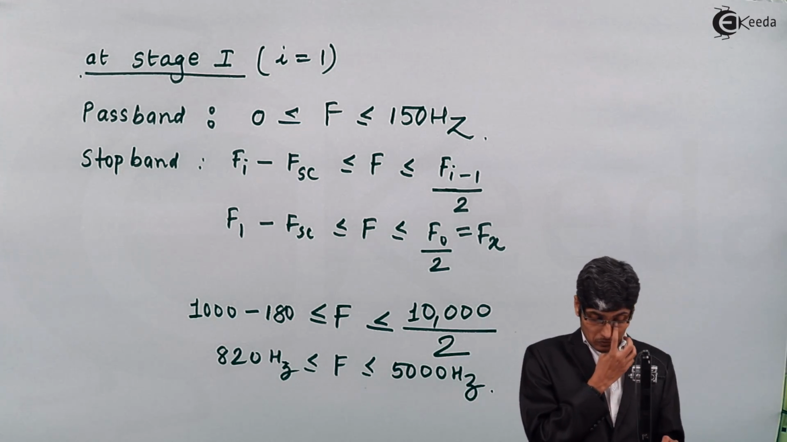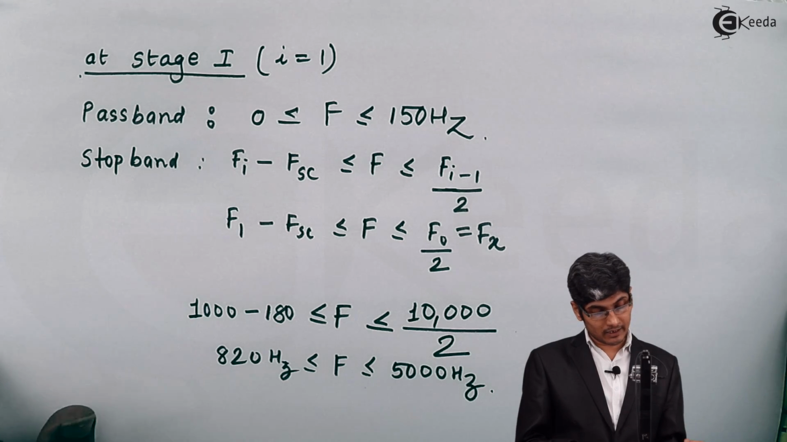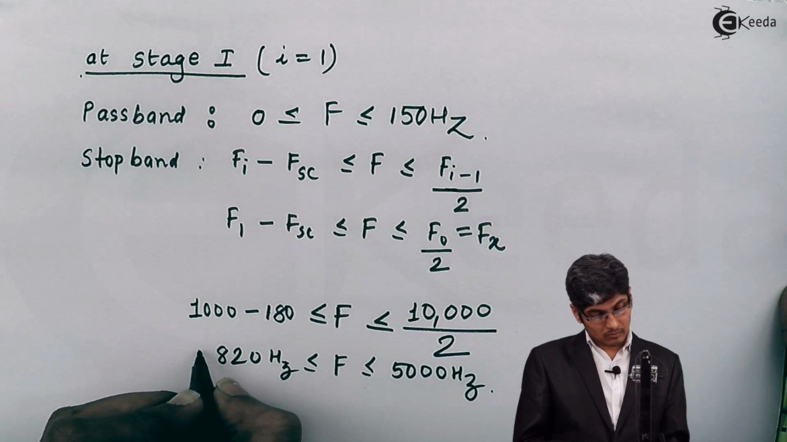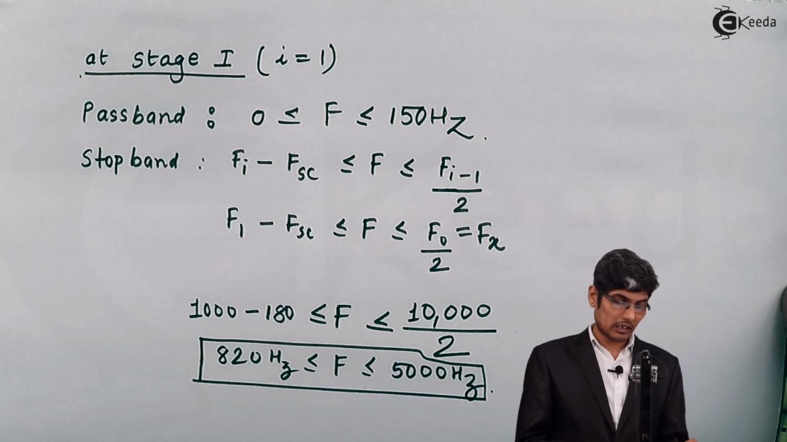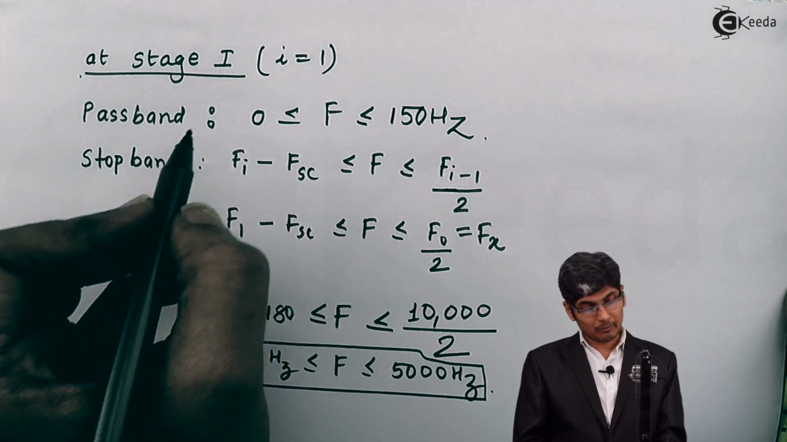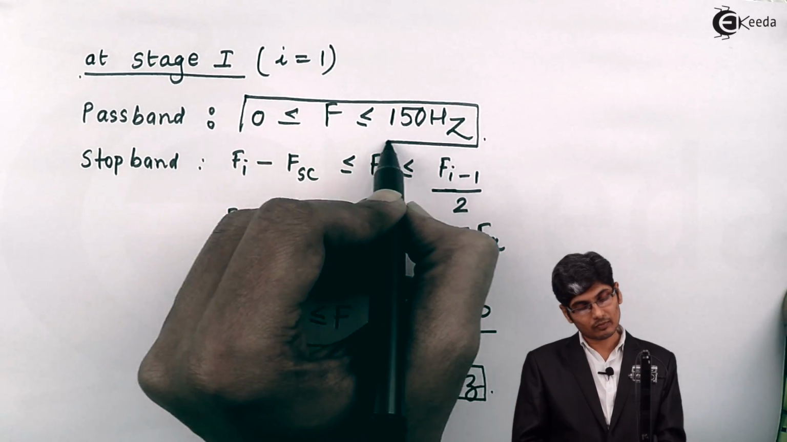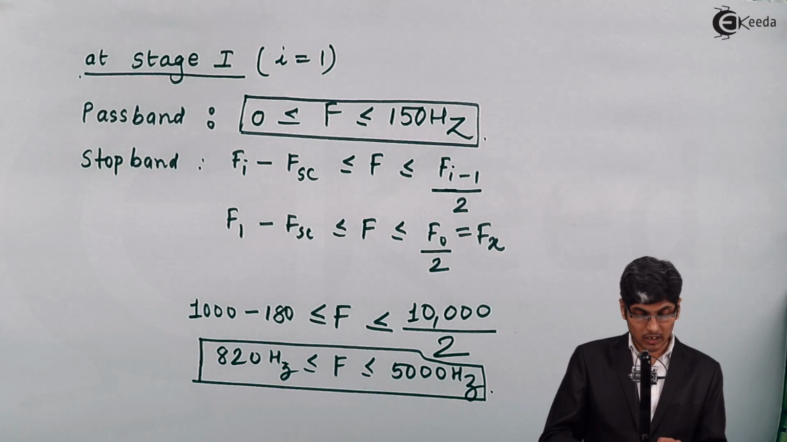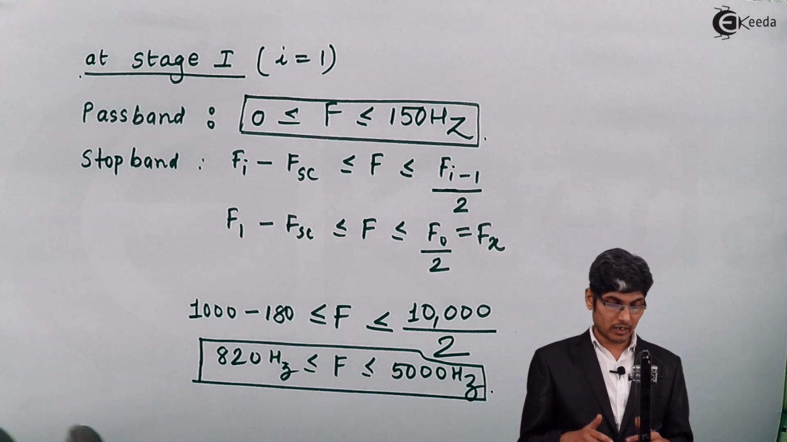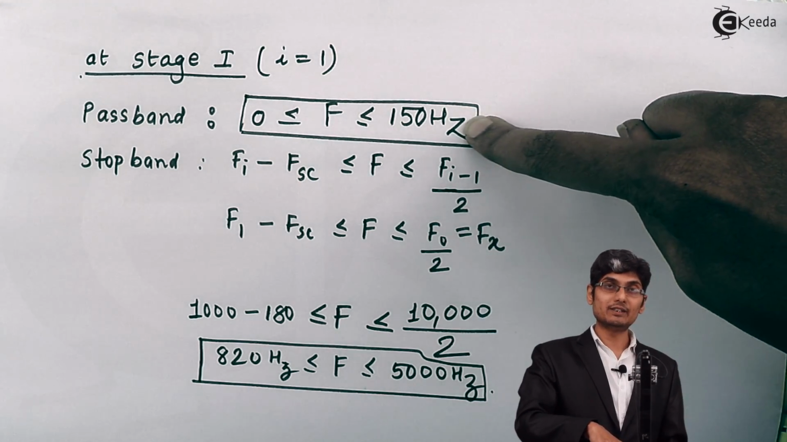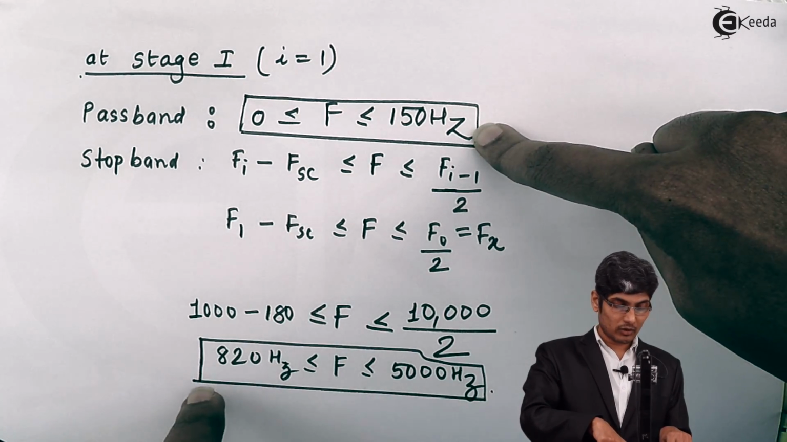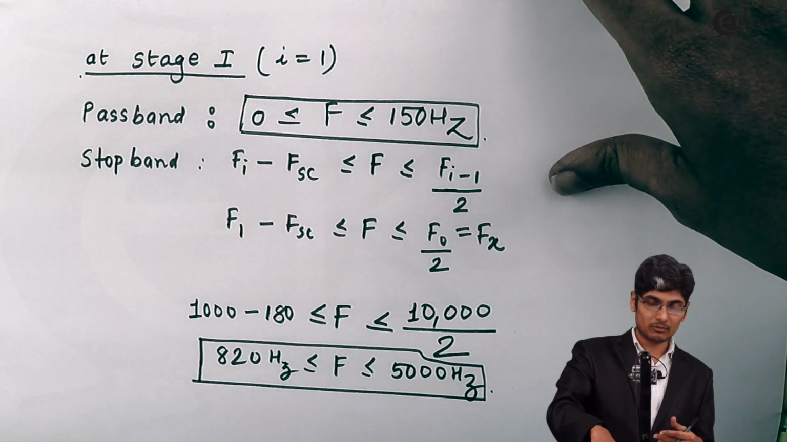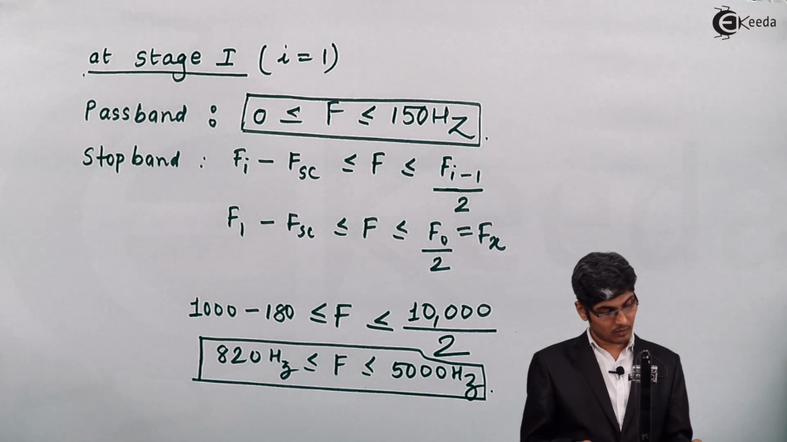Correct? So if I draw this characteristics, my stopband is from 820 Hertz to 5000 Hertz and my passband is from 0 to 150 Hertz. Then what will be the transition? The transition will be wherever the passband edge is and wherever the start of the stopband is. So that is a transition. So 820 minus 150 will be the transition band. So let us do it.